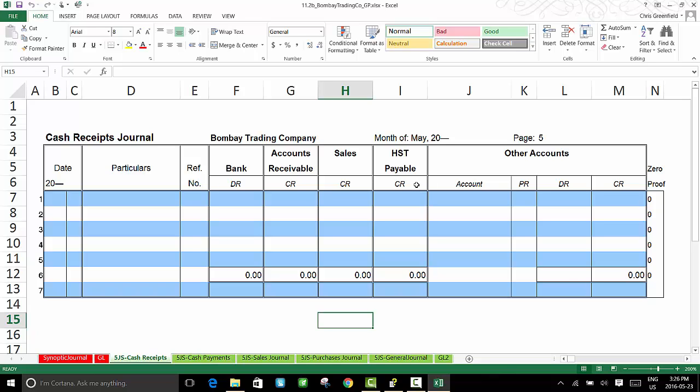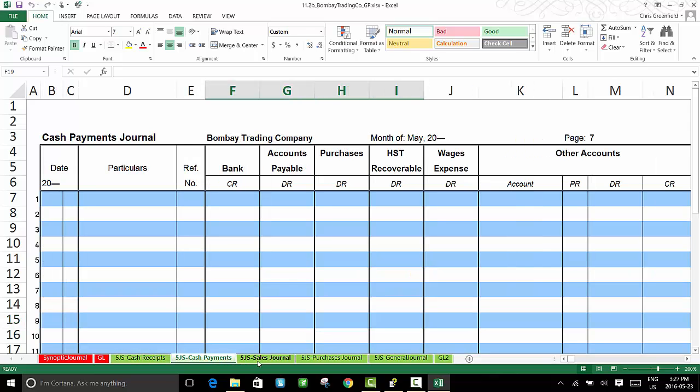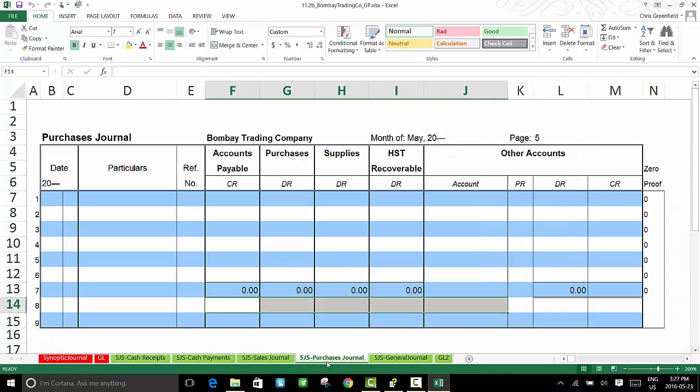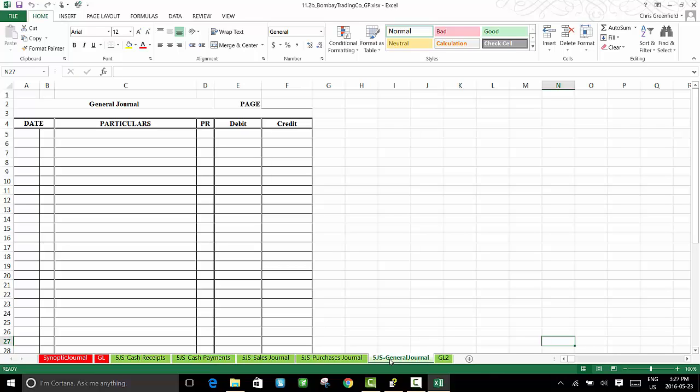And then again, the HST payable account is the only one related to receiving taxes for when we receive money on sales. So you would never be receiving money and have an HST recoverable line item in it. And then again here we have our other account area where we might list other accounts that we might need from time to time. So then we have our cash payments journal, which is set up the same, but with its relevant accounts, sales journal, and purchases. And then for anything that doesn't fit, where you have one of the accounts that we can't fit in there, or both the accounts, I guess, we would use the general journal.